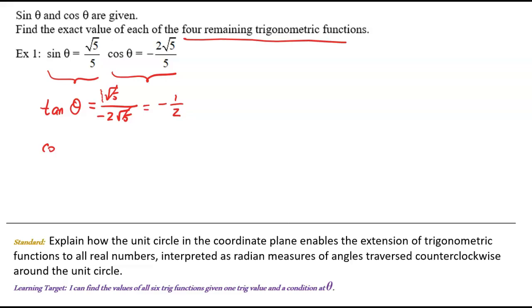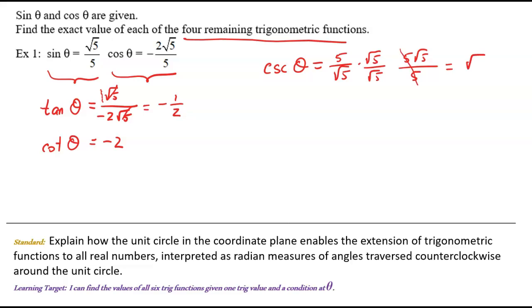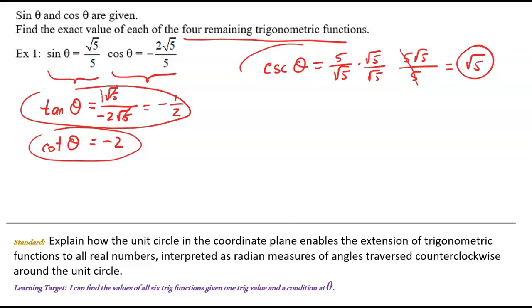Once I find tangent, I'll go ahead and find cotangent. The reciprocal of negative 1/2 is negative 2. All right, so now to cosecant. Sine and cosecant, reciprocals. So invert and rationalize. 5 root 5 over 5. Root 5 times root 5 is 5. The 5s divide out. Root 5. Okay, so I have 1, 2, 3. I need one more, which is secant.